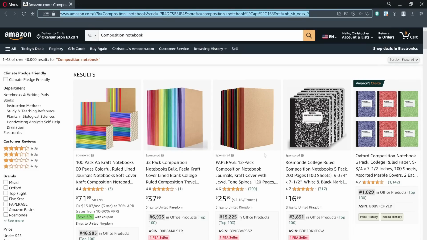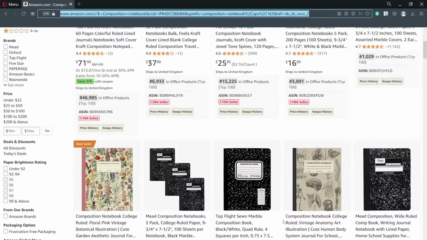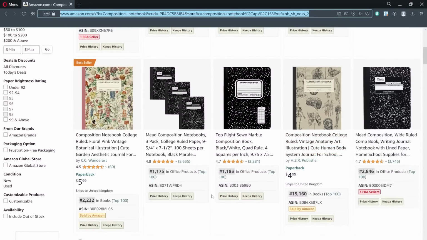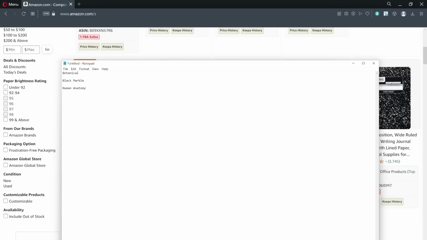Then write down whatever niches you can find. So for example, we have this one here, which is a black marble type niche. Then we have this anatomy niche here. We have a floral botanical type niche here. So I'm going to be writing all of those down into my notepad. Okay, so this is what I do here. Open up the notepad, write down what the general niche is. So botanical, black marble, human anatomy, and then just keep going.